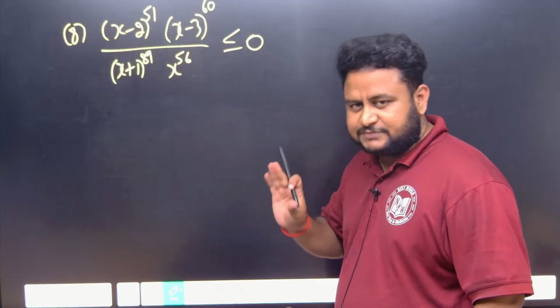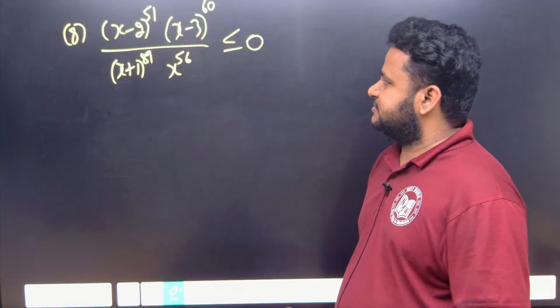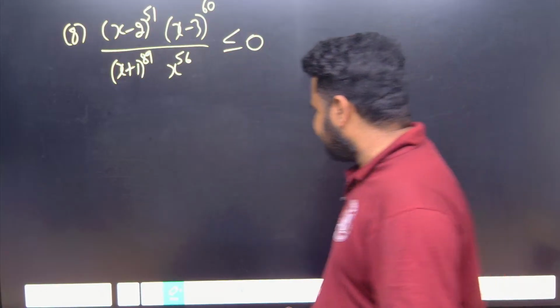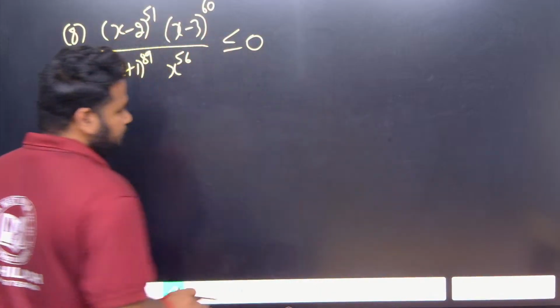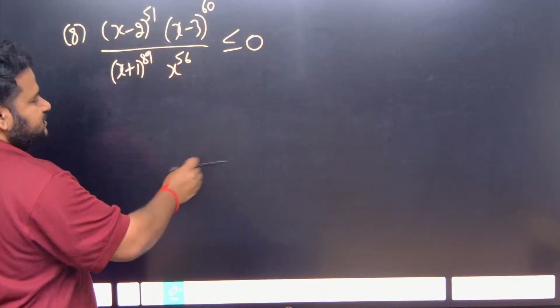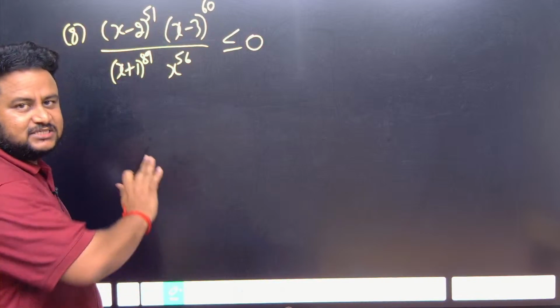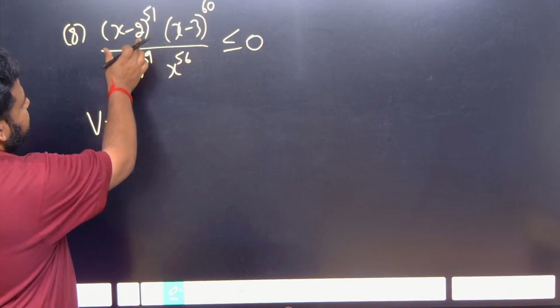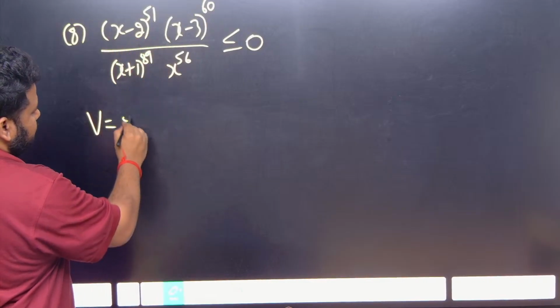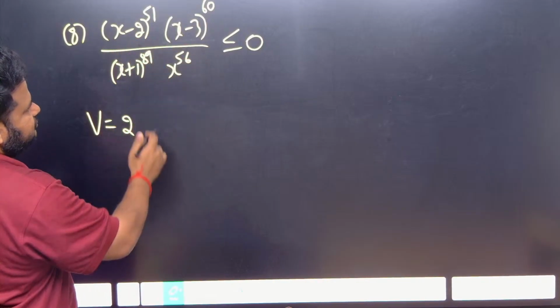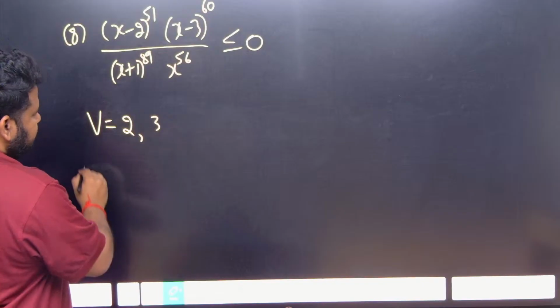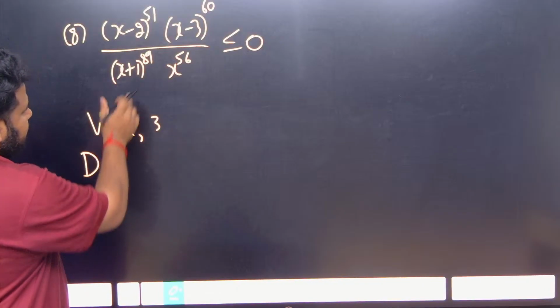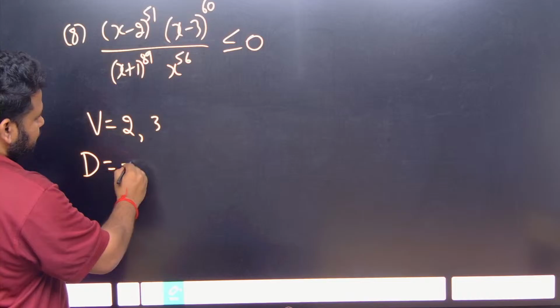See here, it is very simple. Forget about the powers. Just write the vanishing points and also the discontinuous points. These powers will come into the picture when I apply the wavy curve method. As of now, don't worry. Vanishing points: x minus 2 equal to 0 gives x is equal to 2. X minus 3 equal to 0 gives x is equal to 3. Discontinuous points: x plus 1 equal to 0 gives x is equal to minus 1.